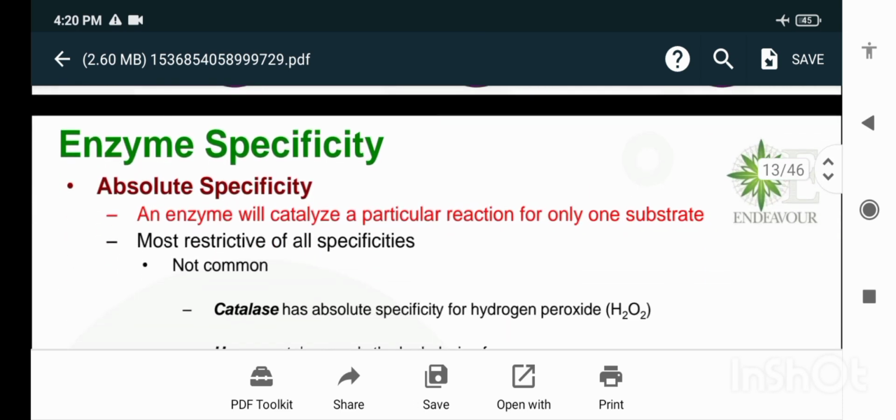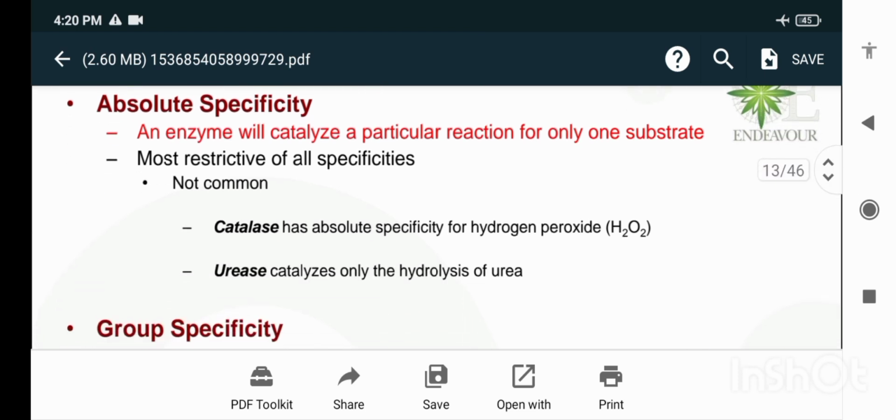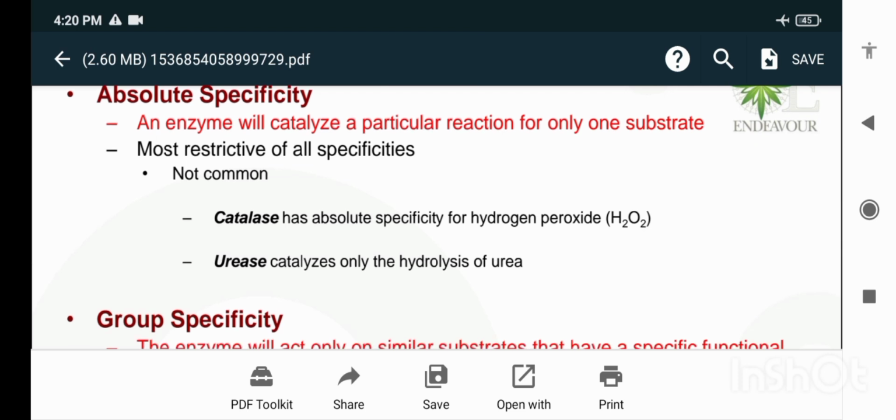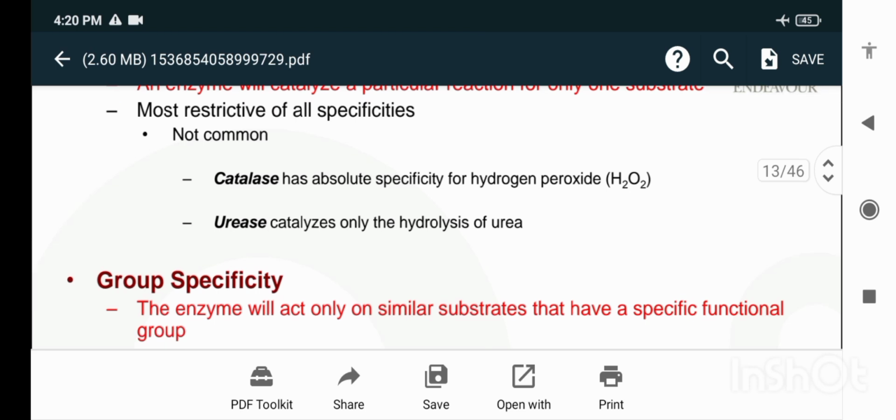Enzyme specificity. Absolute specificity: an enzyme will catalyze a particular reaction for only one substrate. It is the most restrictive of all the specificities and is not common. Catalase has absolute specificity for hydrogen peroxide. Urease catalyzes only the hydrolysis of urea.